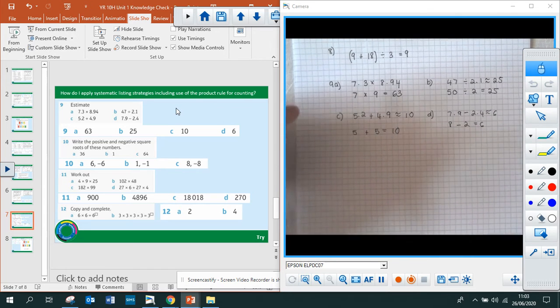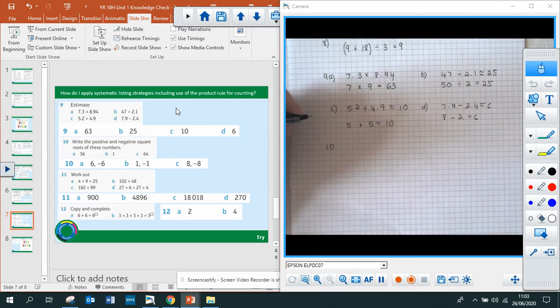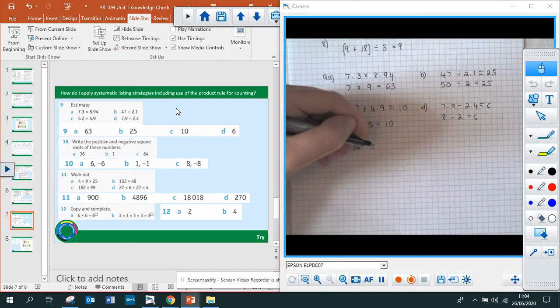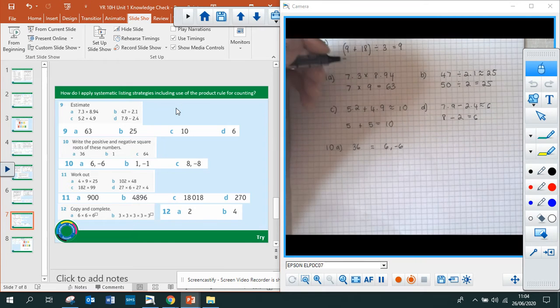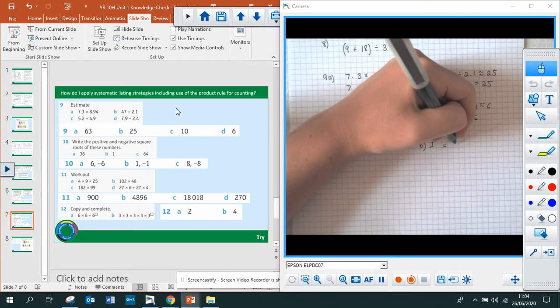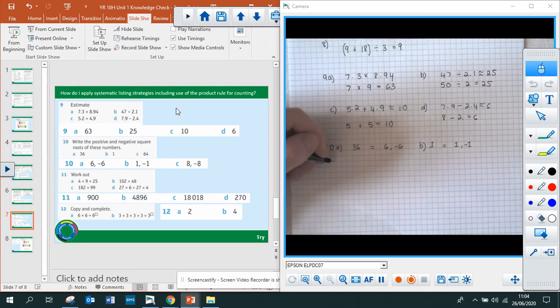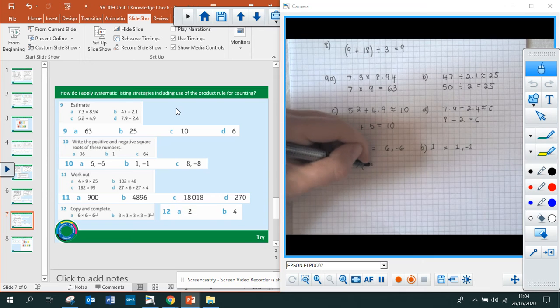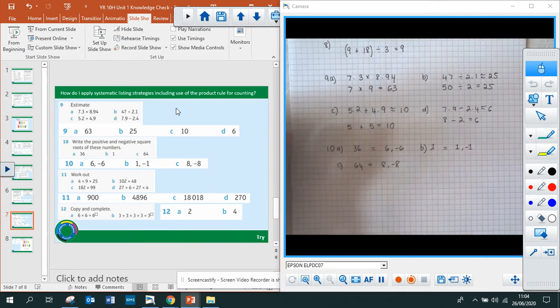Okay, question 10. Question 10 says, write the positive and negative square roots of these numbers. Okay, so the first one is 36. So we know that the square root of 36 is either 6 or negative 6. Next one, part B, is 1. We know the square root of 1 is 1, or therefore negative 1. And then C, we've got 64. We know the square root of 64 is 8, so it's 8 or negative 8.